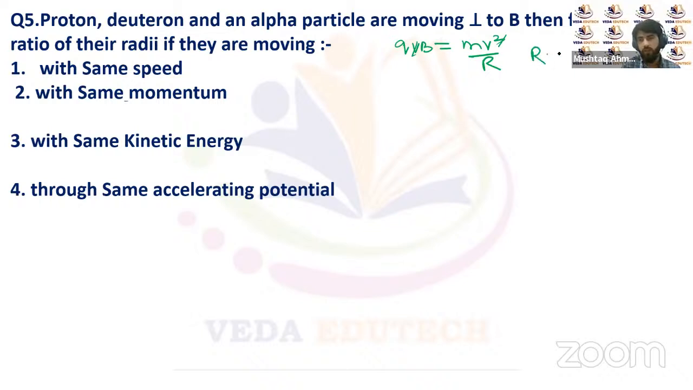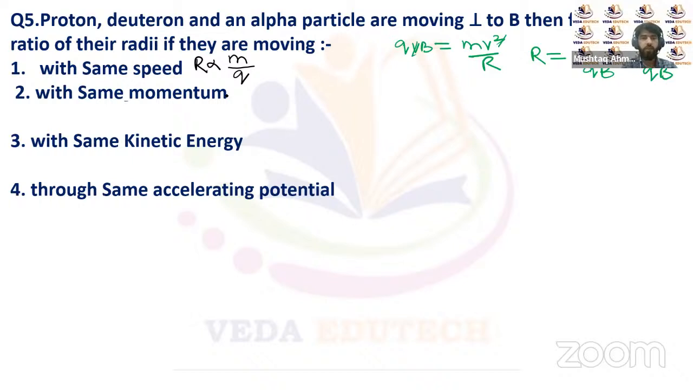We can say that the radius of the circular path followed here will be mv upon qB, or we can write it as momentum upon the charge multiplied by the magnetic field. Now if the particles are moving with the same speed, it means v is constant here. Then the radius will be proportional to m upon qB. Since the magnetic field is also constant, the radius will be proportional to m upon q.